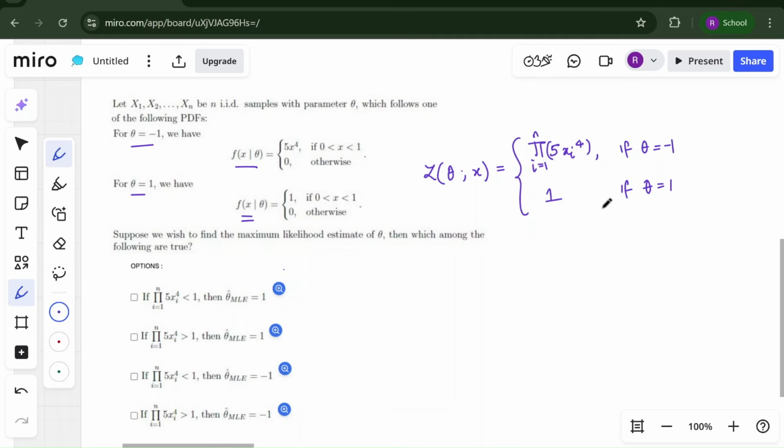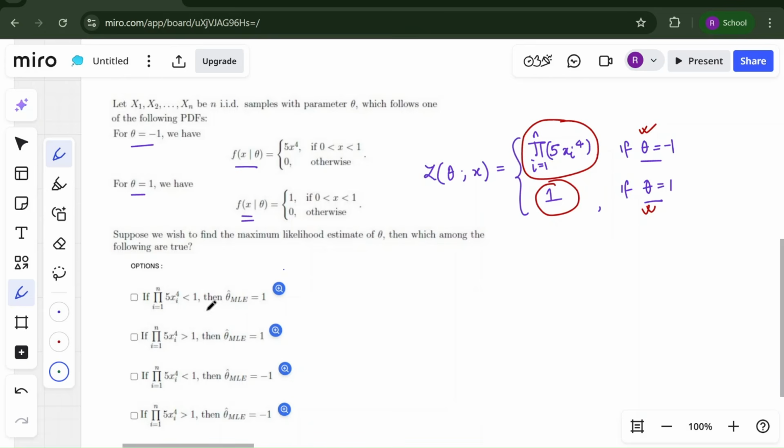So we can always condition, or you can say we can always branch on theta, right? But now we have to find for which value of theta, for this value or for this value, it is maximum, right? Now definitely if this term is bigger, then this is my MLE, and if this term is bigger, then this is my MLE. That is exactly what the question says.